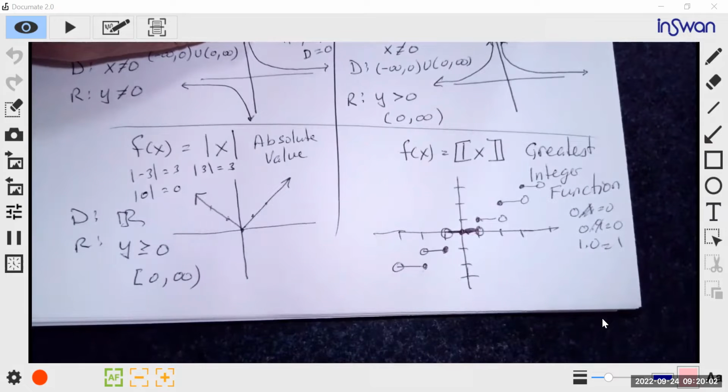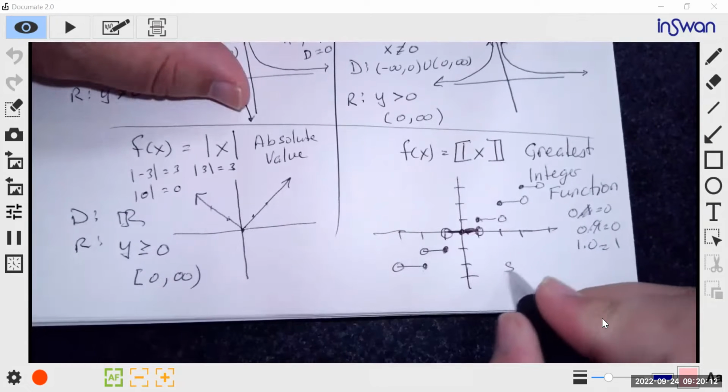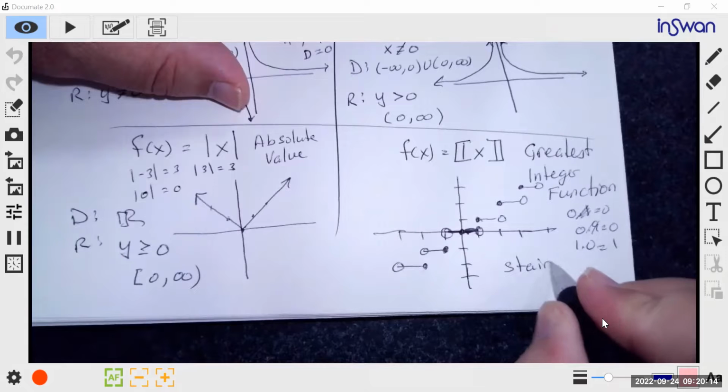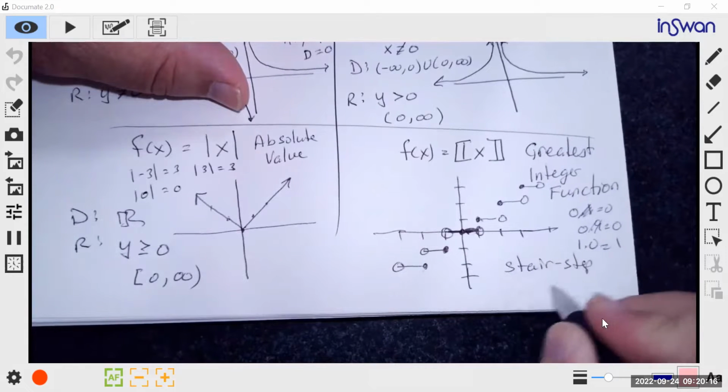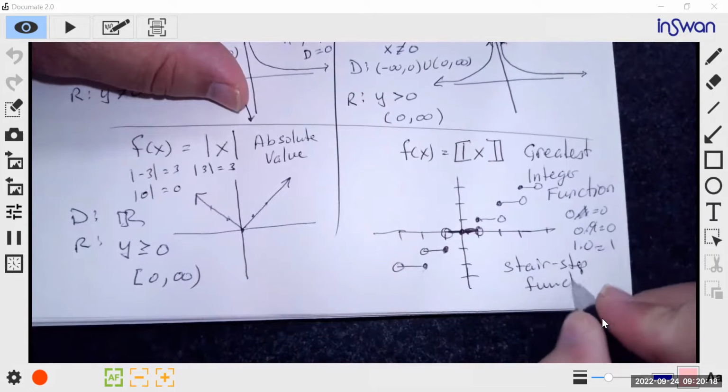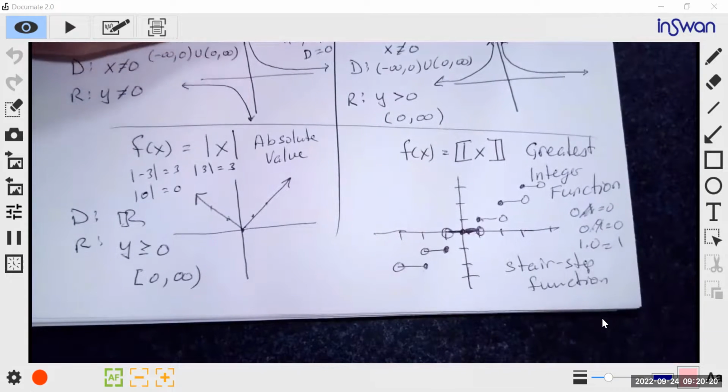What does that look like? This is called the stair step function. It looks like a bunch of steps. It's called a stair step function.